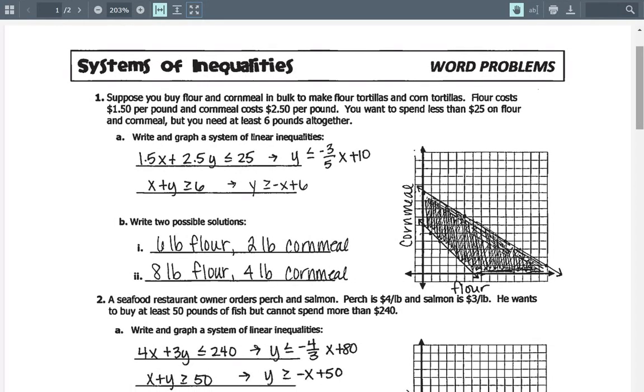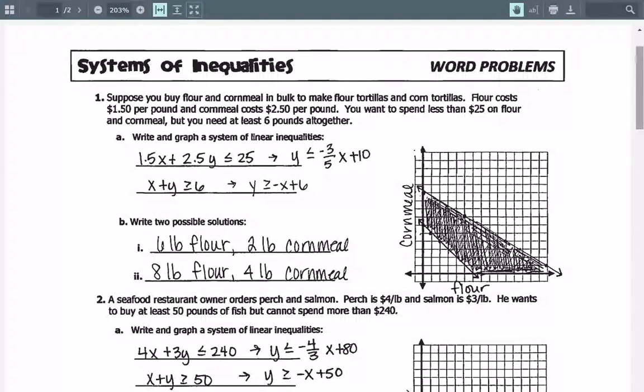Number 1 says, suppose you buy flour and cornmeal in bulk to make flour tortillas and corn tortillas. Ooh, that makes me hungry. Flour costs $1.50 per pound and cornmeal costs $2.50 per pound. You want to spend less than $25 on flour and cornmeal, but you need at least 6 pounds altogether. Write and graph a system of linear inequalities.